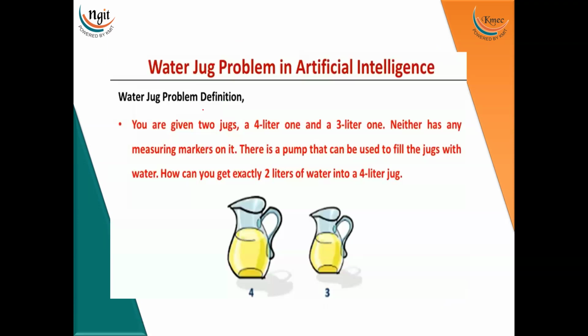The very first and most important problem is the water jug problem in artificial intelligence. So, what do we mean by this water jug problem? Here, we are given two jugs, one of 4 liters and the other of 3 liters. Neither of the jugs has measuring markers on it, and there is a pump that can be used to fill the jugs with water. Now the question is, how can we get exactly 2 liters of water into the 4 liter jug? So in the 4 liter jug, we want exactly 2 liters of water. So how are we going to solve this problem?